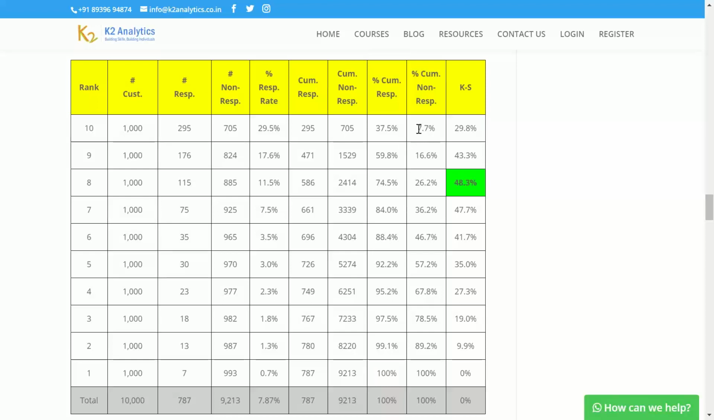Likewise, you have to compute the non-cumulative. So the non-cumulative will be calculated by taking 705 divided by 9213. Then you have to take the cumulative of 1529 divided by 9213 and so forth. This way you get the cumulative non-responders. So kindly create the columns cumulative responder, non-responder, percentage cumulative responders and percentage cumulative non-responders in Excel, and then we move to the next final step, that is KS calculation.